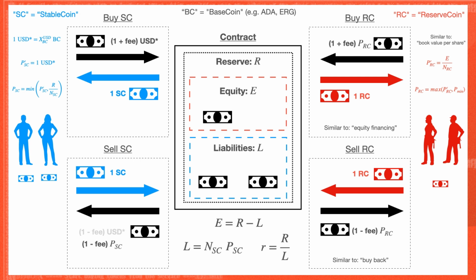So the same for buying stable coins. If too many people buy stable coins, the reserve ratio will become too low. So at some point we forbid buying stable coins. So buying stable coins is only allowed while the reserve ratio is greater than a minimum reserve ratio threshold, that is a parameter of the Stablecoin Protocol. And similarly for selling reserve coins, it's only allowed when the reserve ratio is greater than the minimum reserve ratio threshold.